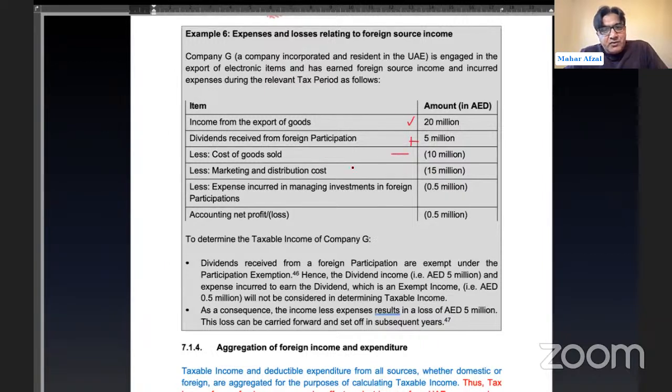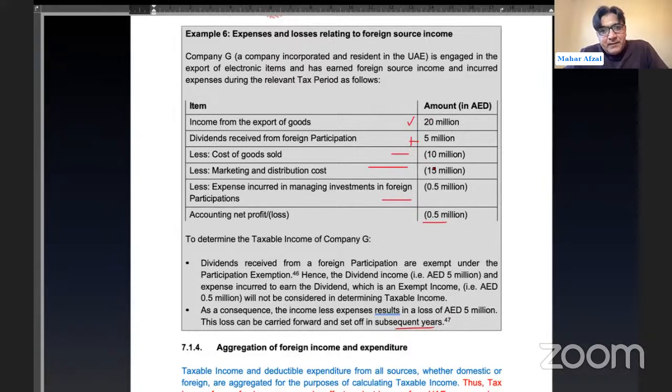This is the cost of goods sold, marketing and distribution expense, managed investment in a foreign participation expense, accounting net profit. Now determine the taxable income of Company G. The dividend will not be considered for taxable purposes, as the income less expenses is 5 million loss. This loss can be carried forward to subsequent years. So it will not be subject to tax.